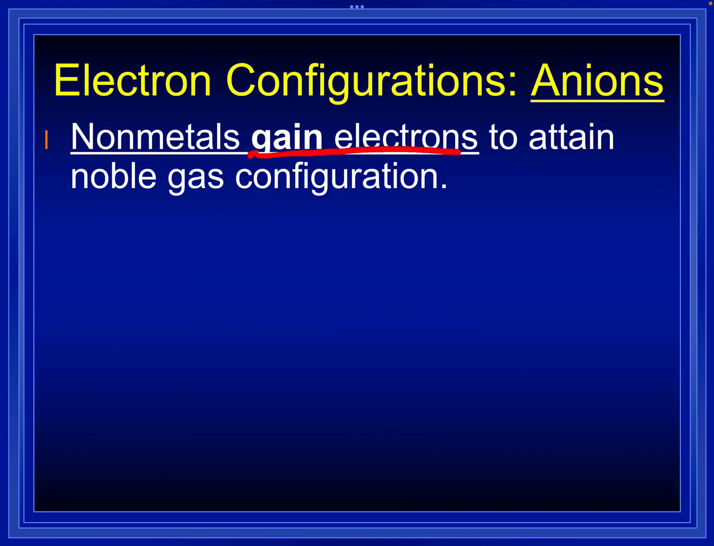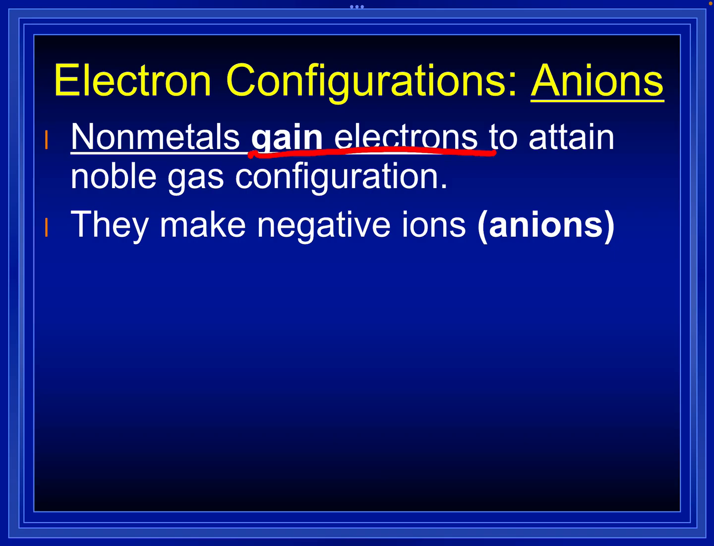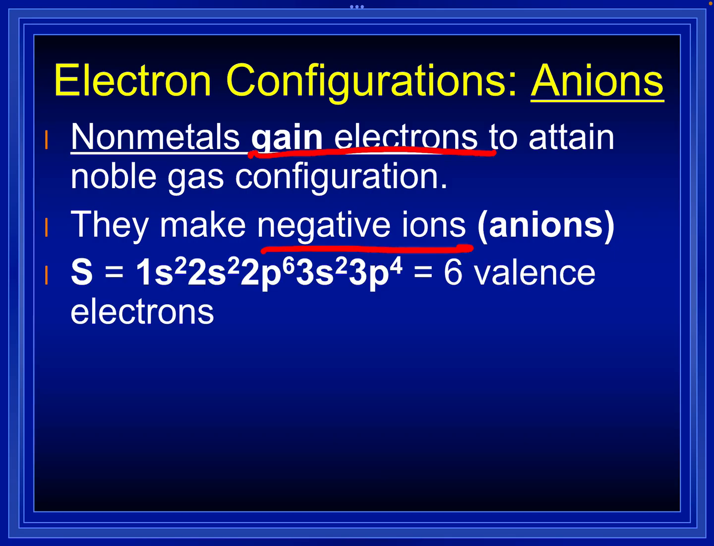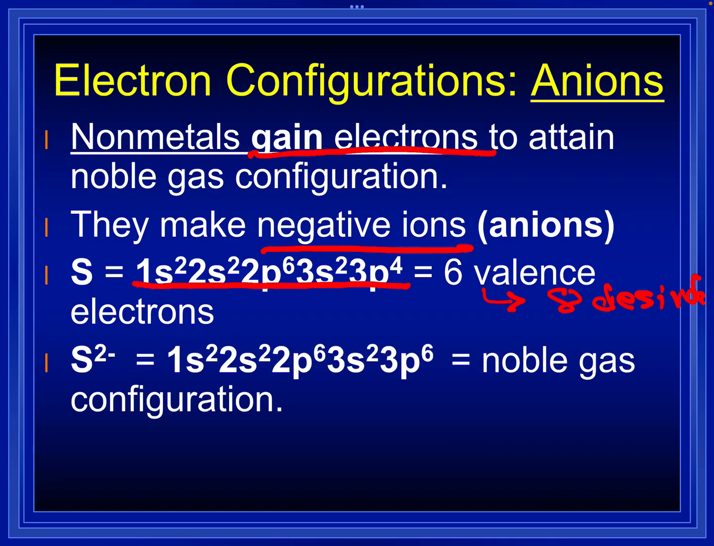Anions, of course, gain electrons and make negative ions. For instance, let's look at sulfur, and this is one you did on your periodic table packet. It has 6 valence electrons. We want to go to 8. So adding 2 electrons will result in 2 excess electrons, which gives us a 2 negative charge.